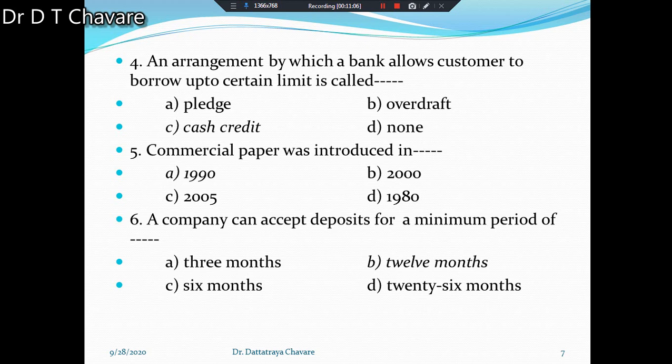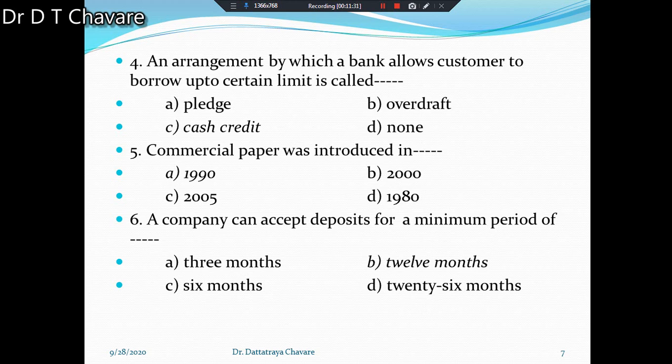Then another question: commercial paper was introduced in dash dash. In which year was commercial paper introduced? Four alternatives are given. The first alternative is 1990, second 2000, next 2005 and last 1980. But the right alternative is 1990.